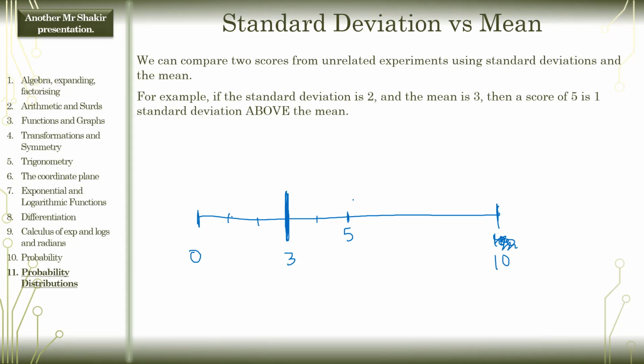Then a score of 5. If Salman got 5 out of 10, then Salman is 1 standard deviation above the mean, because the standard deviation is 2. So how many standard deviations above the mean is Salman? One standard deviation above the mean. 3 plus 2 is 5.